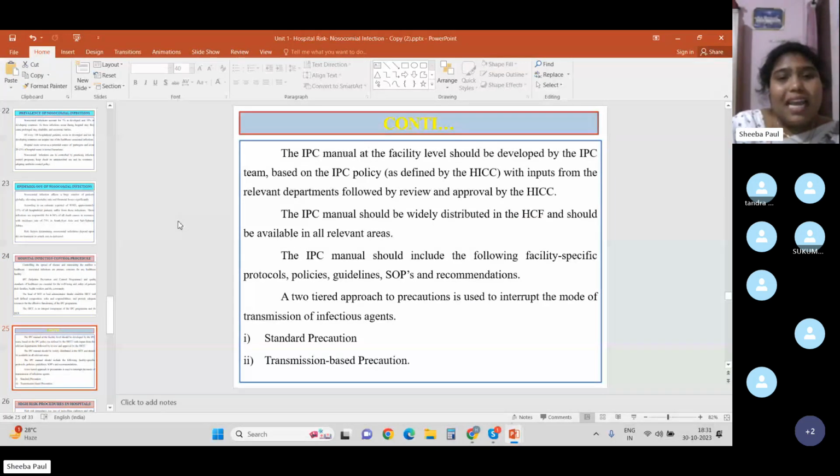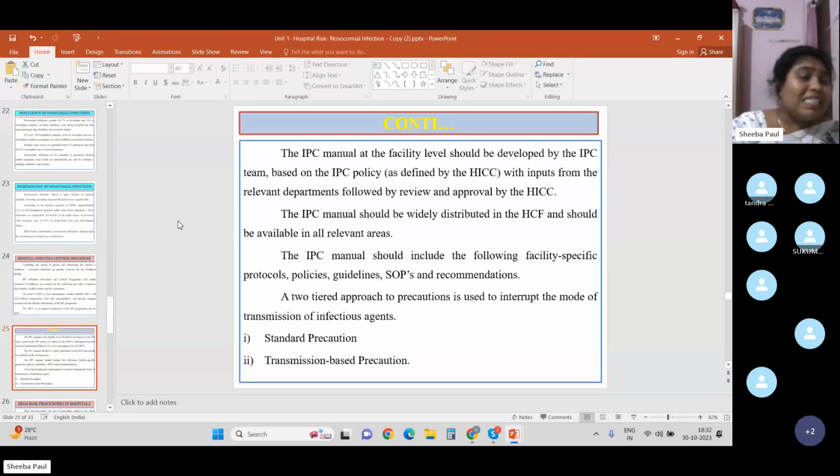The IPC manual at the facility level should be developed by the IPC team based on the IPC policy with inputs from the relevant departments, followed by review and approval by the HICC. This IPC gets approval from HICC after formulating certain manuals or protocols, because both of them collab and work together. They make sure that threats are minimized or threats are prevented. The IPC manual should be widely distributed in the HCF and should be available in all relevant areas.